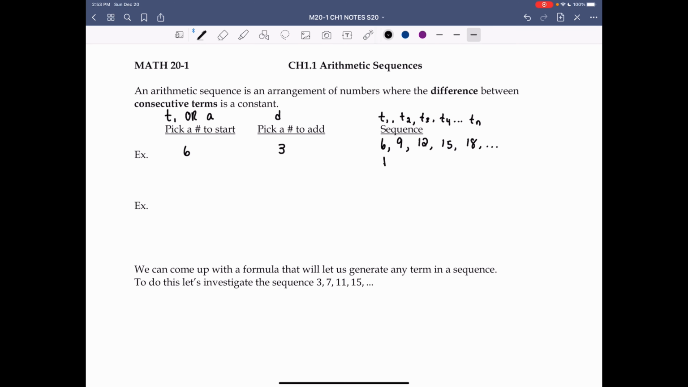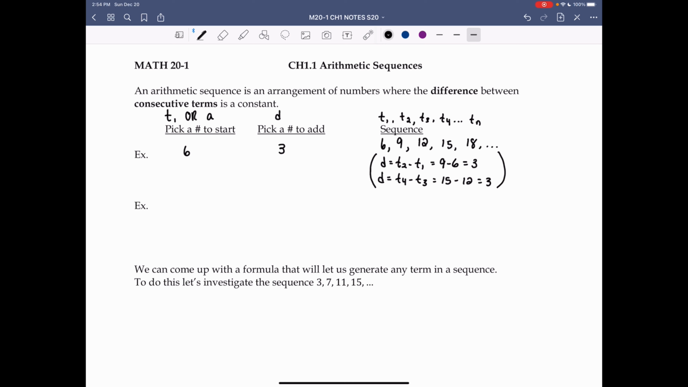So D equals T2 minus T1, which is 9 minus 6, which equals 3. Or I could pick D equals T4 minus T3. T4 is 15. T3 is 12, so 15 minus 12 equals 3.